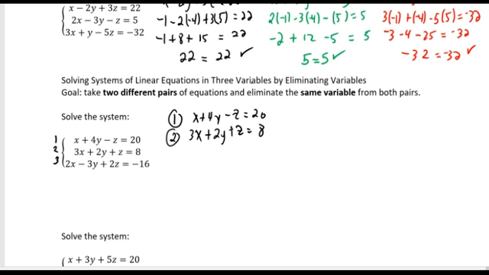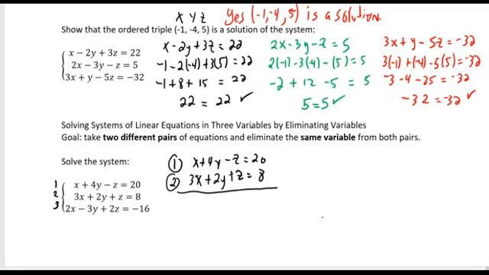So I'm going to go ahead and eliminate the variable z. If you notice, the coefficient for the variable z in equation 1 is -1, and the coefficient for the variable z in equation 2 is 1. So I can add these two equations. x plus 3x is 4x, 4y plus 2y is 6y, and -z plus z is 0. 20 plus 8 is 28. So I'm going to call this new equation number 4.